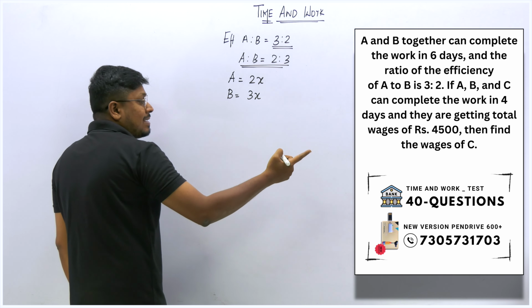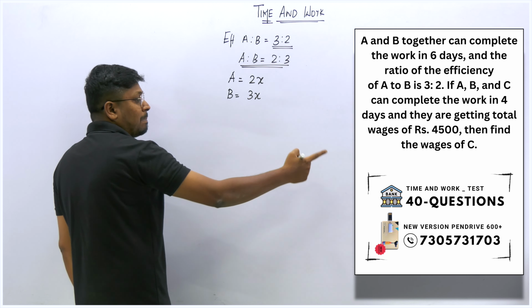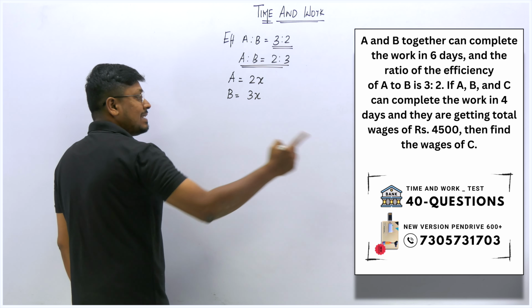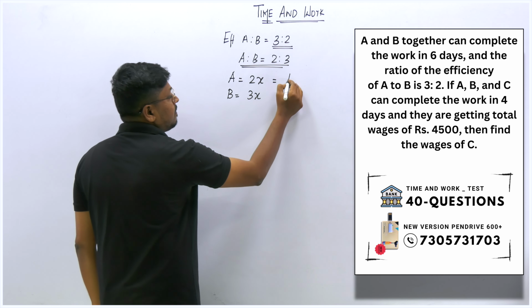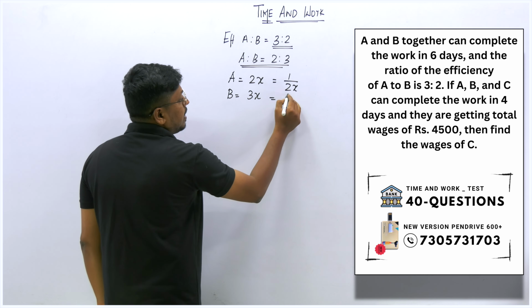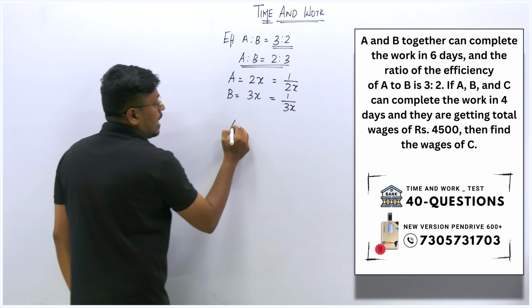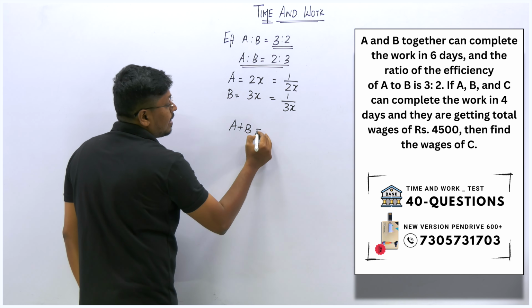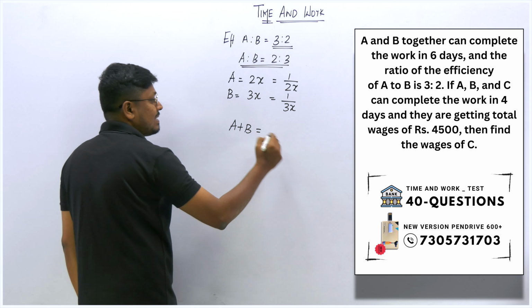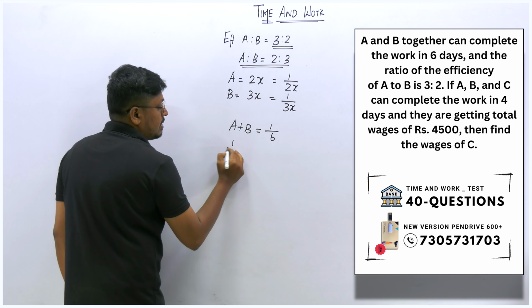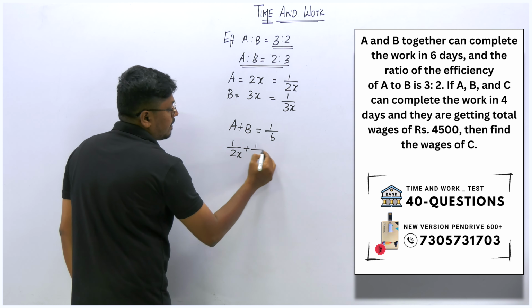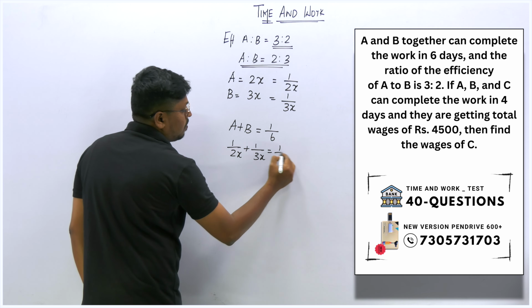Now, what they are saying is both the persons together complete a piece of work in how many days? 6 days. So A's 1 day work will be 1 by 2x. B's 1 day work will be 1 by 3x. And both the persons A and B are completing a piece of work in 6 days. So 1 by 6. So this will be 1 by 2x plus 1 by 3x is equals to 1 by 6.